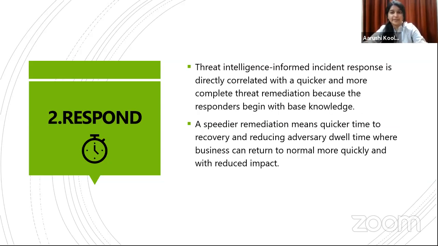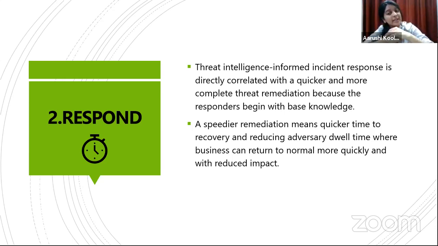So then we have respond, right? After we have detected the threats, we have to respond to them. Threat intelligence informs incident response. Now incident response is for computers what reflex action is for humans, right? When we come too near something, some fire, we move away. It's the same with computers and incident response. If there is some incident, it already has the algorithm for how it will work if this specific incident occurs. So it's directly correlated with a quicker and more complete threat remediation because the responders begin with base knowledge.